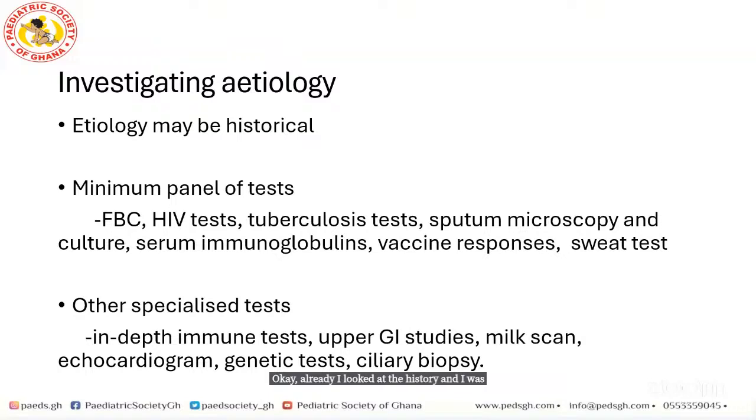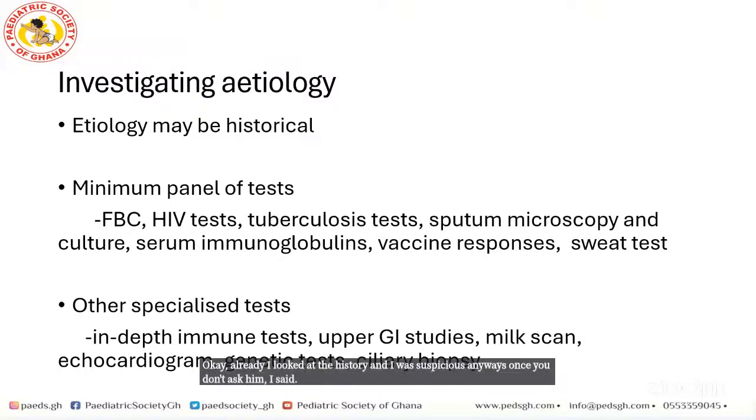Anyway, so when Pseudomonas came, I said, very likely this child has bronchiectasis. And when we finally managed to do the CT scan, the child has bronchiectasis. So some organisms that when you culture, you must think about bronchiectasis.